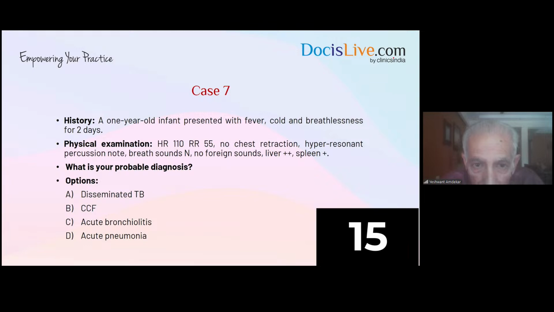enlarged per abdomen. I have not said liver span is large. Liver is plus plus and spleen is plus for abdomen. Take a note. There are no foreign sounds, but there is a percussion hyperresonant note. Child is breathless. Your choice is disseminated tuberculosis, CCF, acute bronchiolitis, or acute pneumonia. Your time starts now.